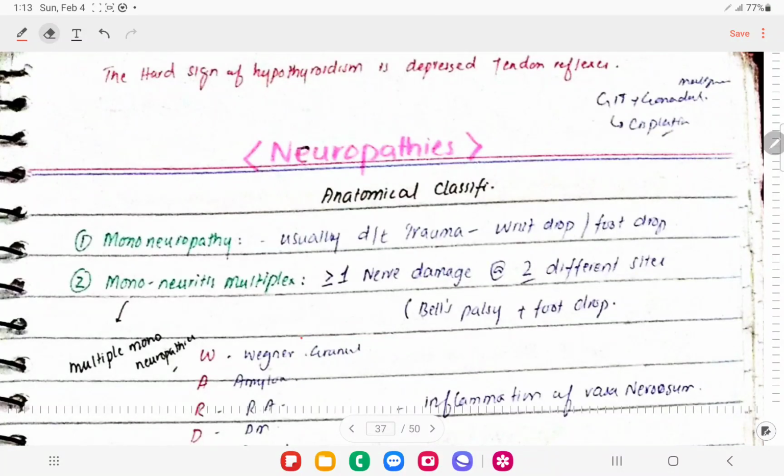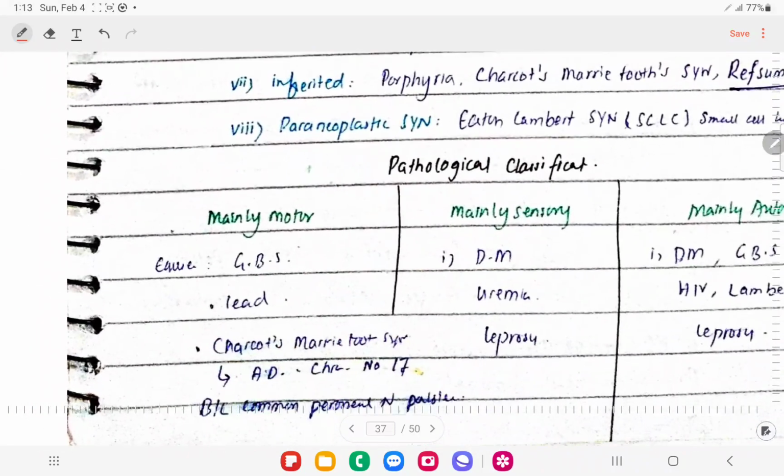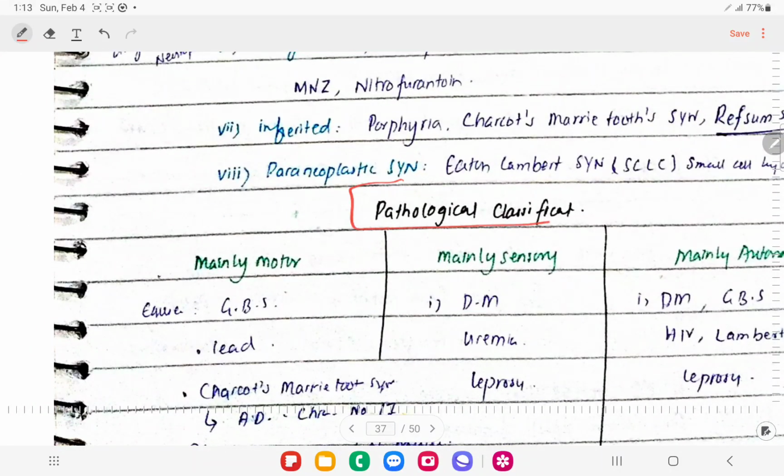Bismillahirrahmanirrahim. So after myopathies, the next topic is neuropathy. So let's talk about neuropathies today, right? We have two classifications for that. One is anatomical classification, right? Another one is called the pathological classification, right?